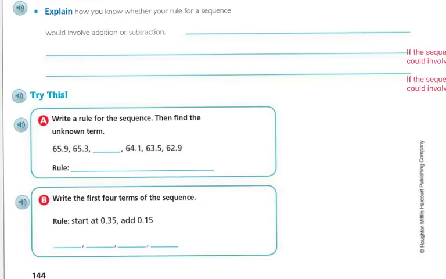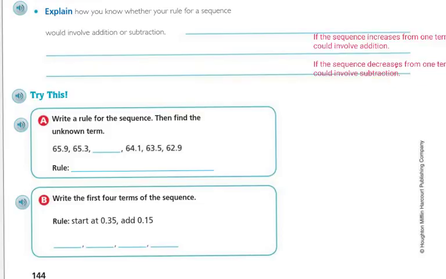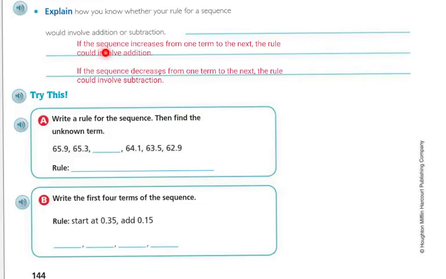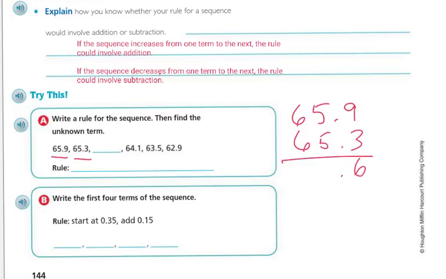Explain how you know whether your rule for a sequence would involve addition or subtraction. Well, if the sequence increased from one term to the next, then the rule could involve addition. If the sequence decreased from one term to the next, the rule could involve subtraction. Let's try this. Write a rule for the sequence and then find the unknown term. So first I need to find out what the difference is between each of these terms. So let's look and see. We have 65.9. We have 65.3. Well, the difference between that is 0.6, right?